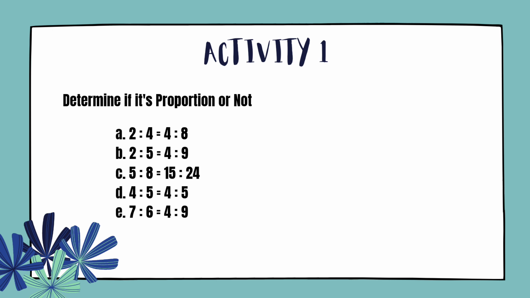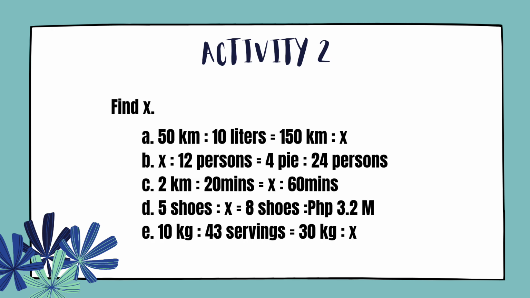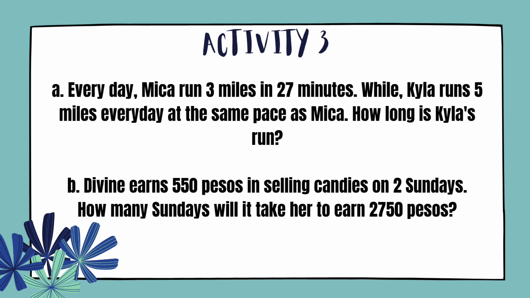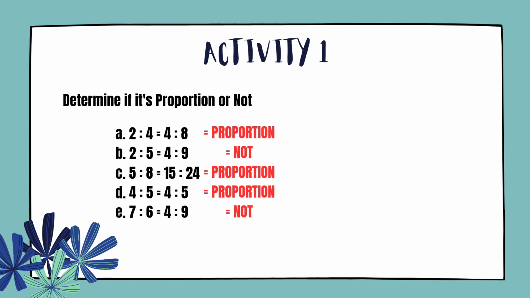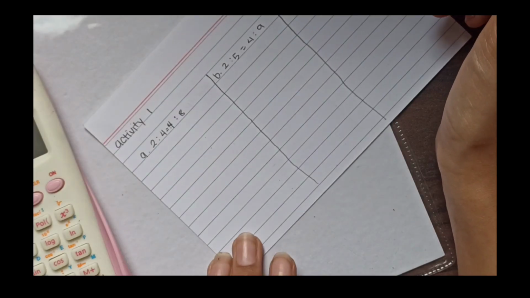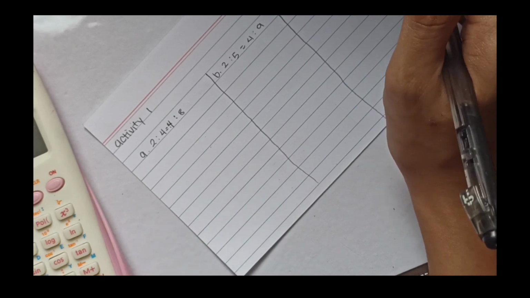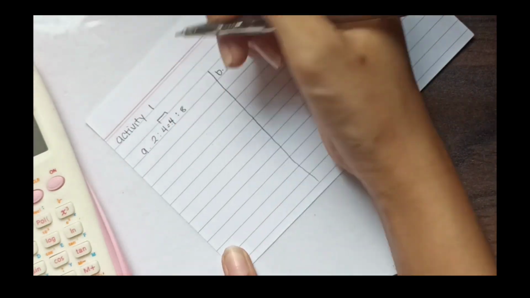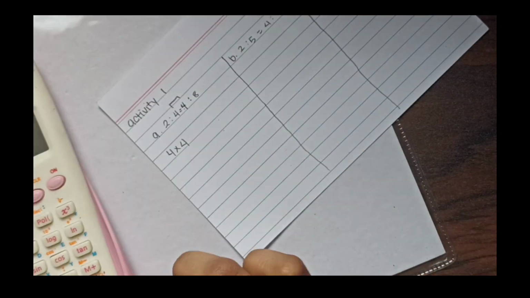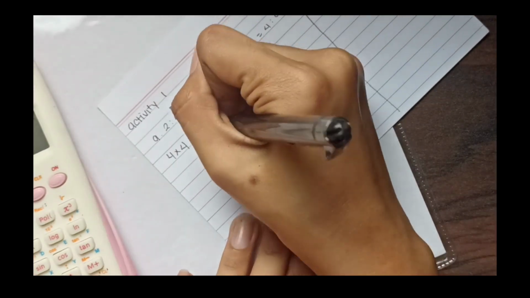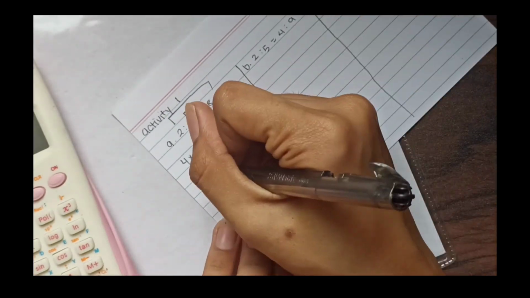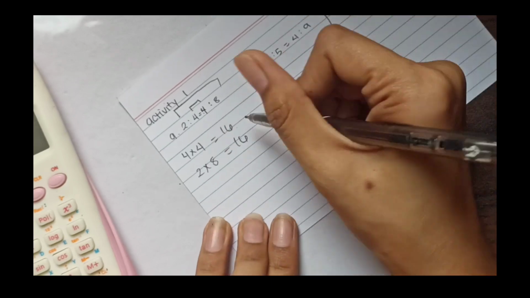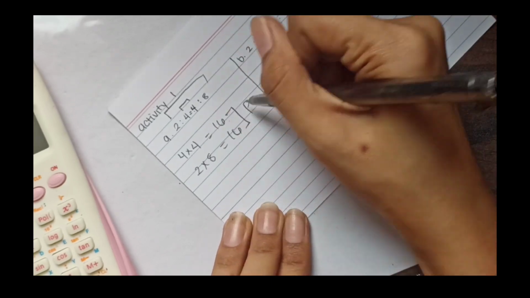And now, it's your time to practice. Pause this video to answer these activities. Now, let's answer activity number 1. To determine whether it is proportion or not, we should get the mean first. 4 times 4 is equal to 16. And then 2 times 8 is equal to 16. Dahil parehas silang value, ibig sabihin, proportion sila.